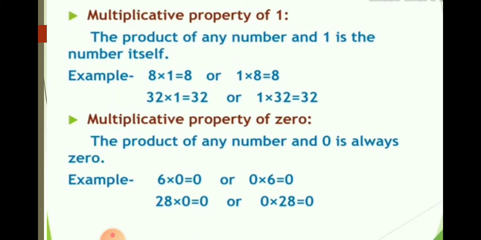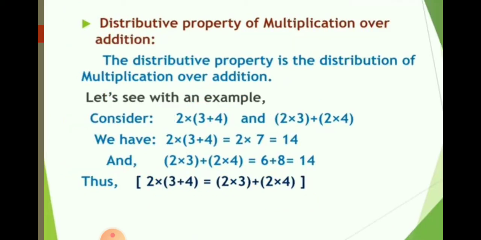Now multiplicative property of 0. The product of any number and 0 is always 0. You can see with the example, 6 into 0 gives 0, 0 into 6 gives 0, 28 into 0 is equal to 0, and 0 into 28 is equal to 0.